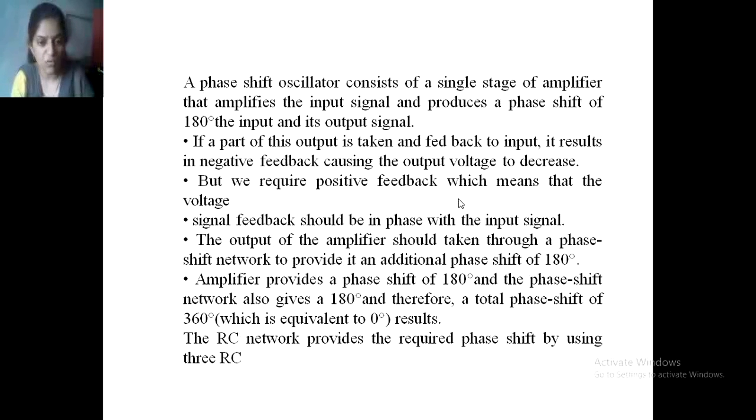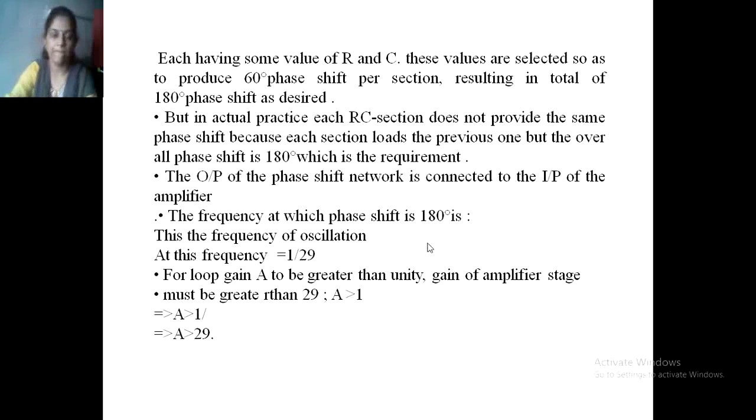So the RC network provides the required phase shift by using 3 RC sections, each having some value of R and C. These values are selected so as to produce 60 degree phase shift per section, resulting in a total of 180 degree phase shift as desired.